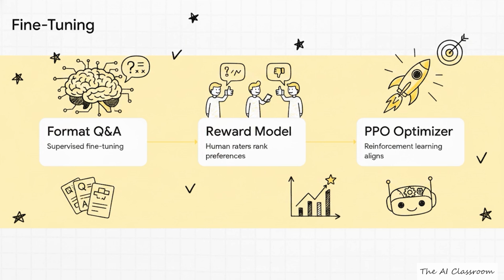Step 1 is supervised fine-tuning. OpenAI feeds it thousands of examples formatted exactly as question followed by answer, so it learns the actual structure of being a helpful assistant. Step 2, human raters look at multiple AI answers and rank their preferences. This trains a completely separate reward model that mathematically understands what humans prefer. And finally, Step 3 uses reinforcement learning, specifically an optimizer called PPO, to basically force the AI to generate answers that the reward model predicts humans will love. That whole shebang is how you get a polite assistant instead of an internet babbler.